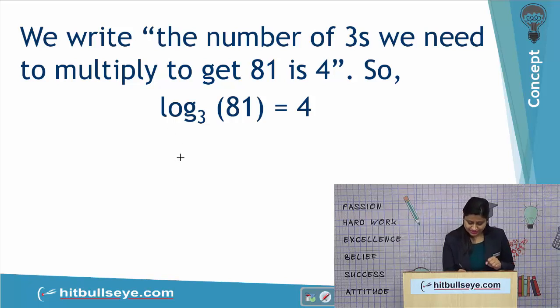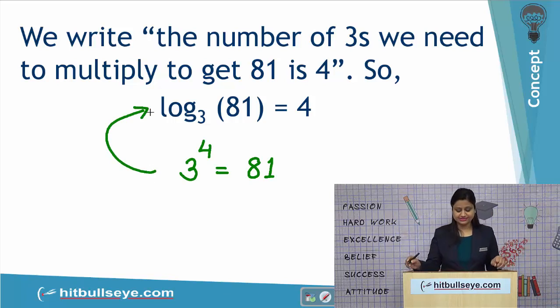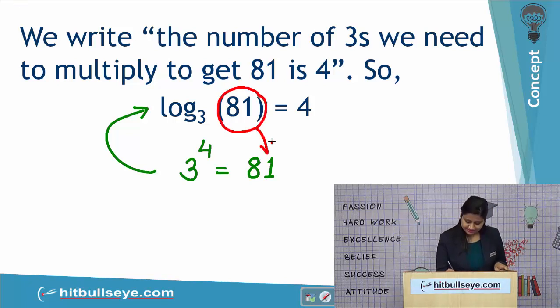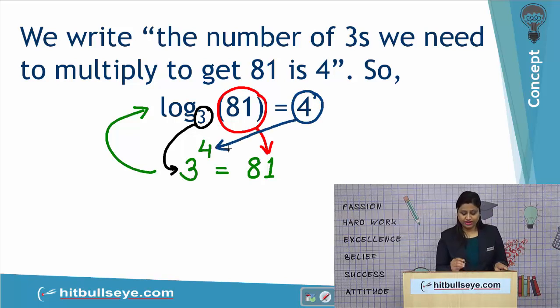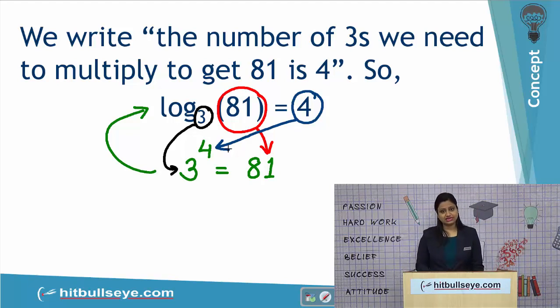Now it says that if 3 raised to power 4 is 81, in logarithm notation we can write it as log 81 with base 3 is equal to 4. You can see this 81 is the resultant here. This 3 was the base here, and the answer, that was 4, is the power here. So if 3 raised to power 4 is equal to 81, we can say that log 81 with base 3 is nothing but 4.